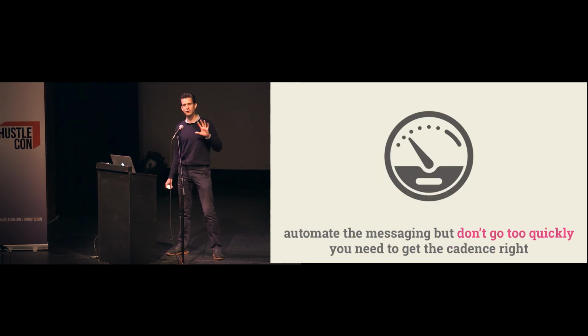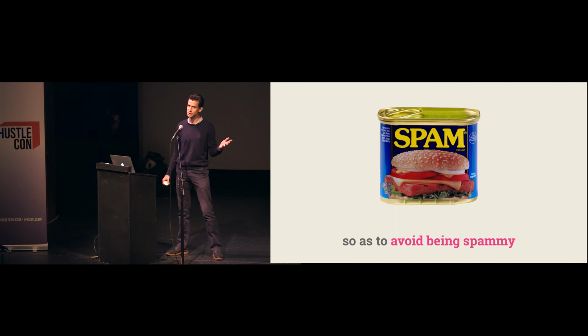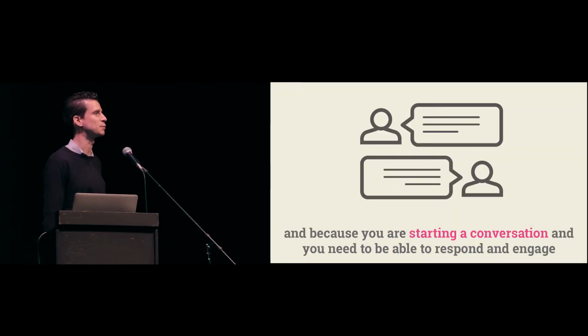Automate the messaging, but don't go too quickly. You need to get the cadence right, so as to avoid being spammy. And because you're starting a conversation with a real person, you need to be able to respond and engage. If you send out 5,000 mails and people start responding back, you're going to be swamped and you're not going to be able to do it.